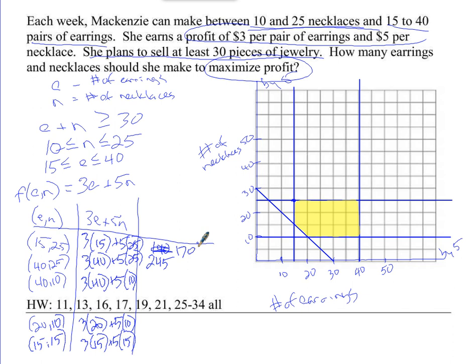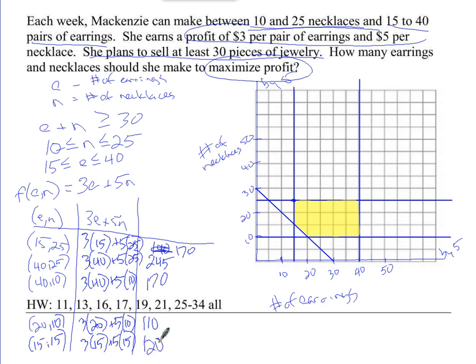That's all right. 40 comma 10. I get 120 plus 50, so 170 on that one as well. 20 comma 10, that'd be 60 plus 50, so 110. And then 3 times 15 is 45. 5 times 15 is 75. 45 plus 75 is 120.